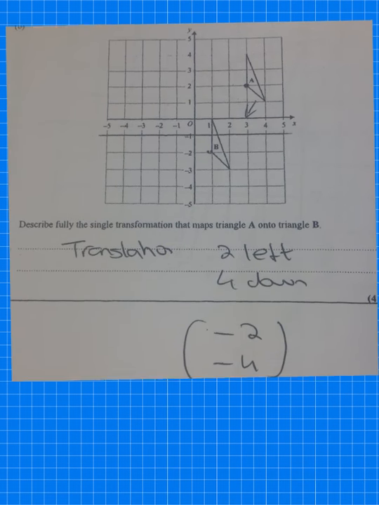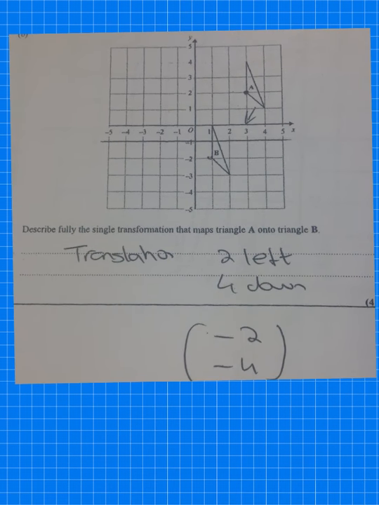We can see that it's a translation by a vector 2 to the left and 4 down. Again, pick your point. I've picked this point here, 1, 2 to the left, 1, 2, 3, 4 down. 2 to the left, 4 down with translation, and that's written -2, -4. Write in the transformation and then the vector to go with it.